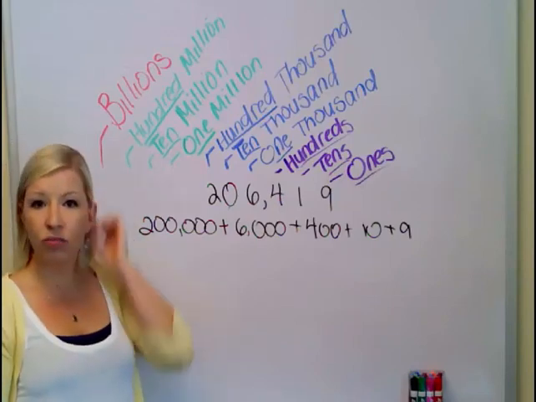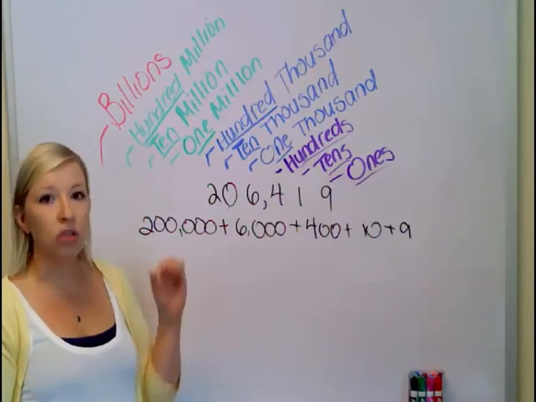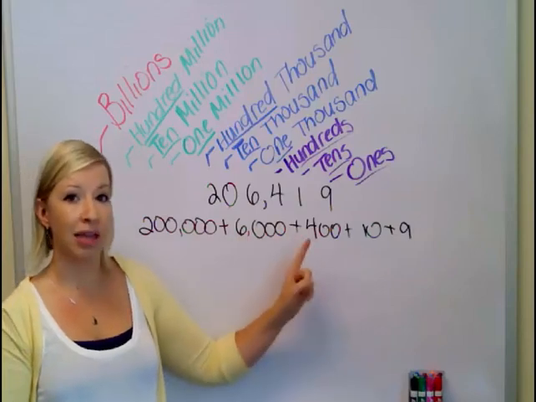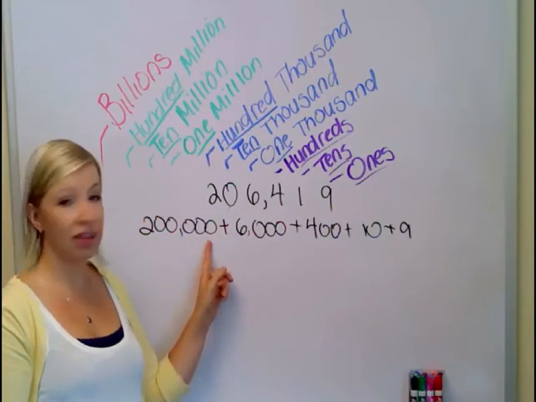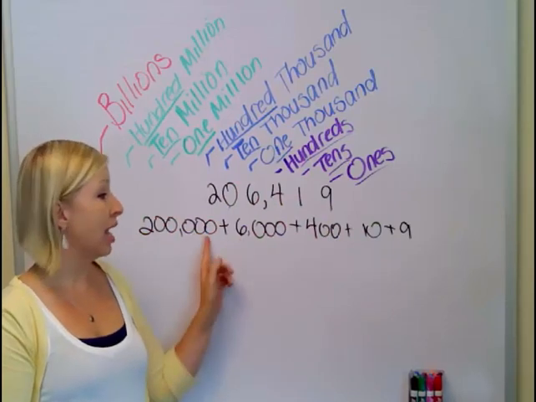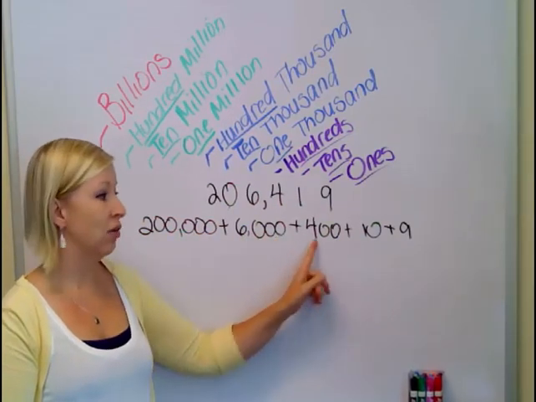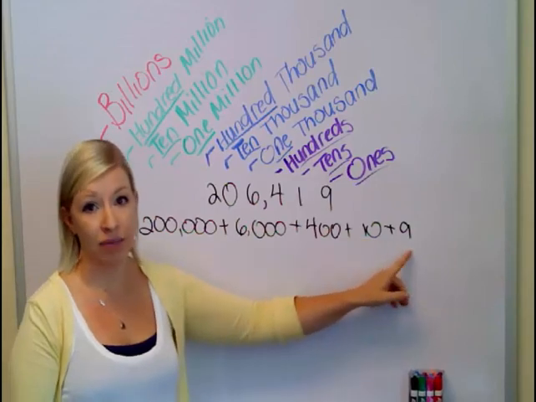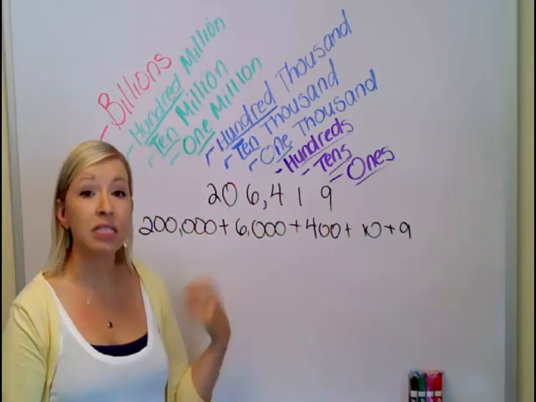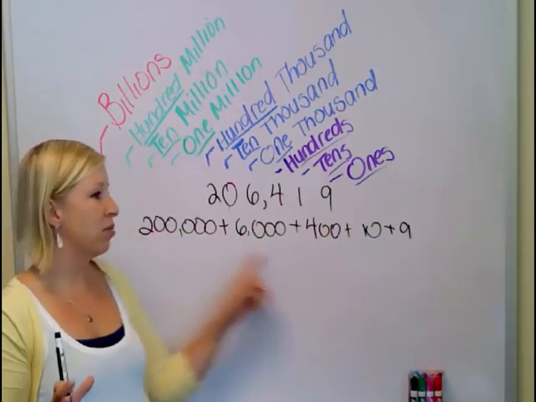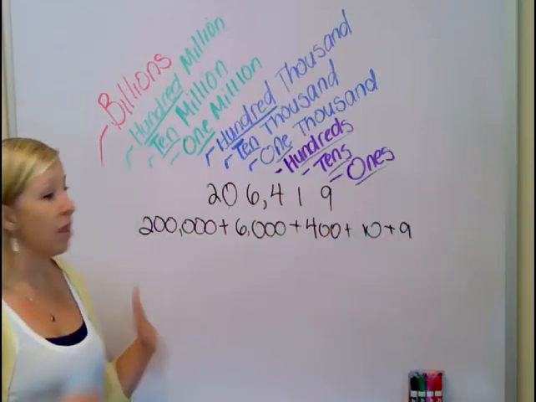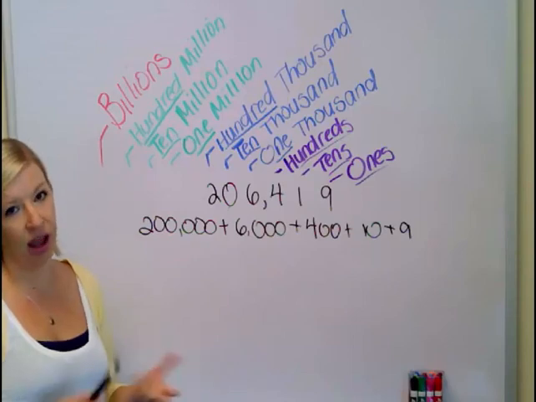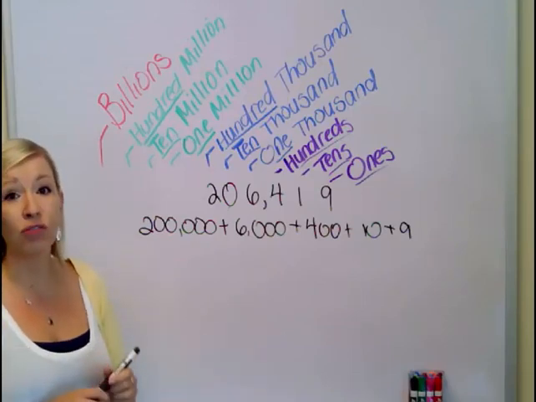So whenever you're writing expanded form, all you need to do is say the number slowly out loud and write down each digit, what it represents. 200,000, 6,000, 400, 10, 9. 206,419. That's how we write it out in expanded form. So expanded form is just showing each single place and how much each single place represents. Word form, that's really easy to figure out. It's just how you would write it if you were writing this as a number.